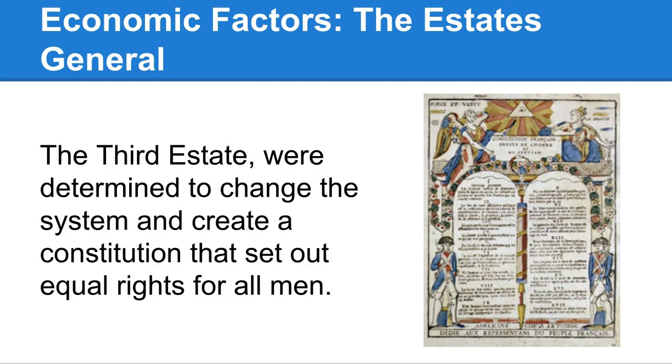However, the Third Estate in particular had many grievances, and Louis had tried to get them on side with some concessions. But seeing an opportunity to create some meaningful change, they instead demanded that a constitution outlining the equal rights of all men, because this was still a very patriarchal society, but equal rights for all men in France, be set out instead of just rubber stamping what Louis wanted them to rubber stamp.